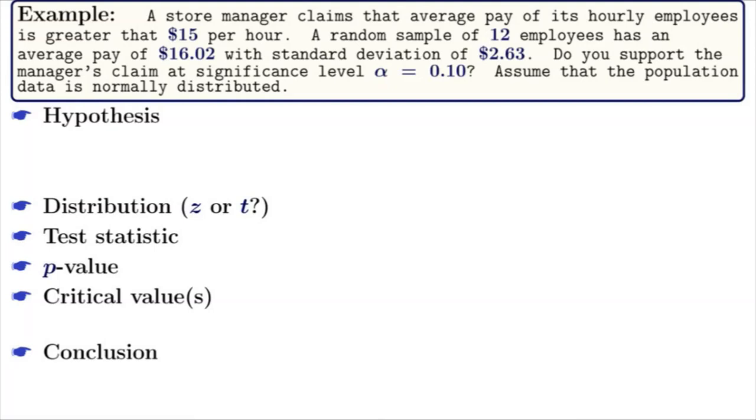For this example here, we will state hypothesis. We will decide if it's Z or T distribution. We will find the test statistic, p-value, and critical value and draw conclusion based on our finding.